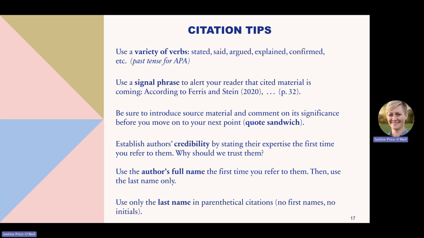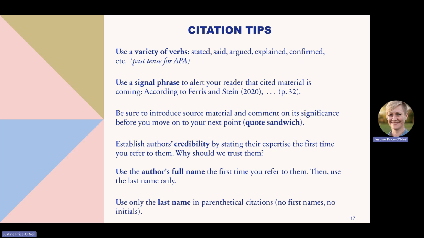And that signal phrase just alerts your reader that cited material is coming. You could also do it in a way like you see here, according to Ferris and Stein. We put that 2020 in parentheses for the publication date, and then go on with our quote or paraphrase. And then in the very end of the sentence is where we would have the page number. We talked about making sure that you're introducing source material and commenting on its significance before you move on to the next point. That's that quote sandwich or citation sandwich.